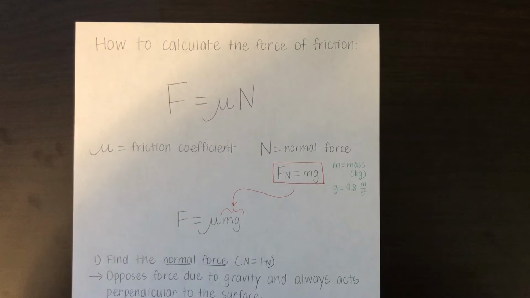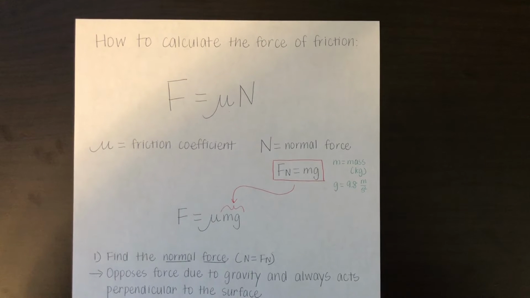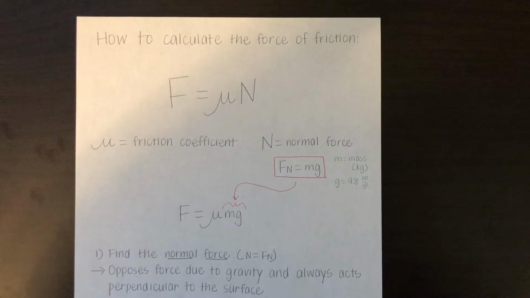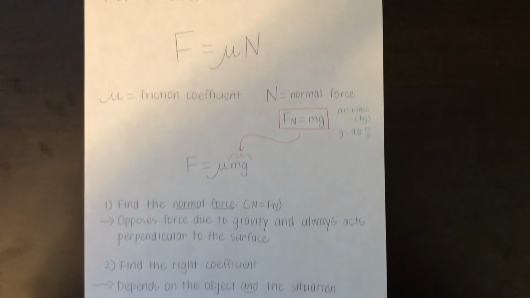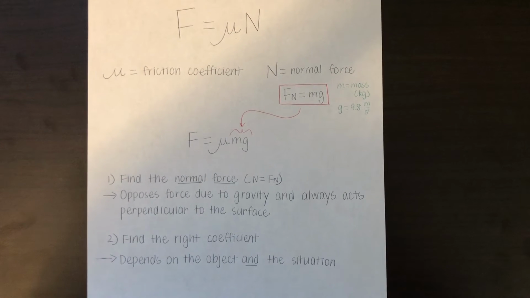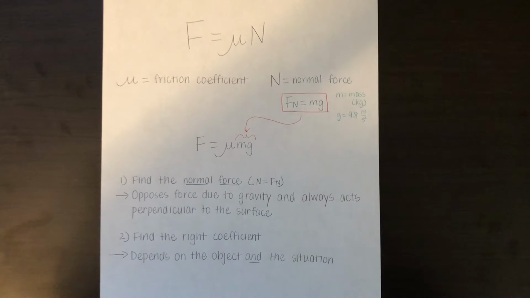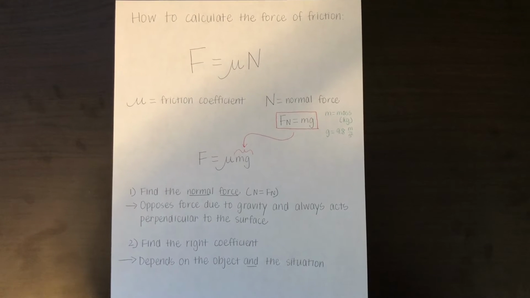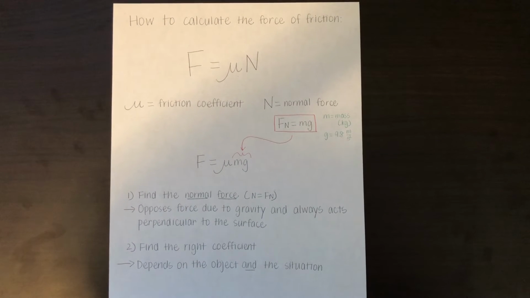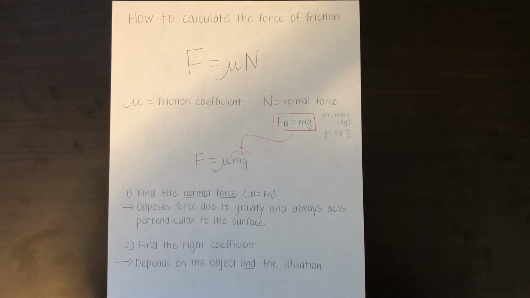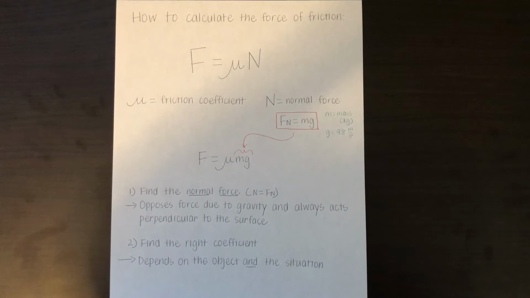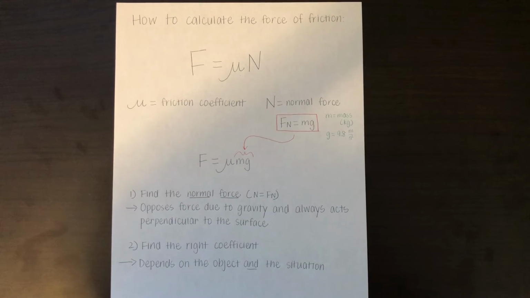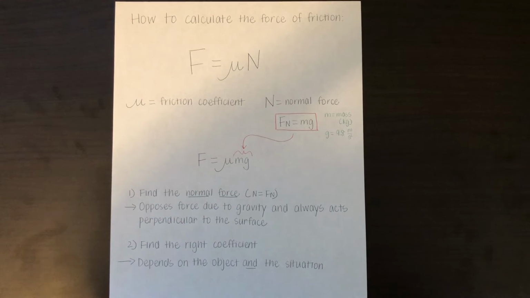So how can we calculate the force of friction? We can use the formula F equals mu times N, where mu is the friction coefficient and N is the normal force. The normal force is equal to the weight of an object, which can be calculated using mass times the acceleration due to gravity. With that being said, the force due to friction formula can be rewritten as F equals mu times m times g. m equals the mass, and g equals the acceleration due to gravity.